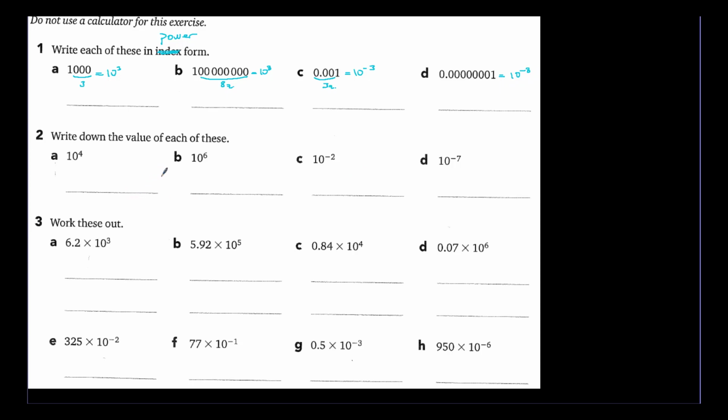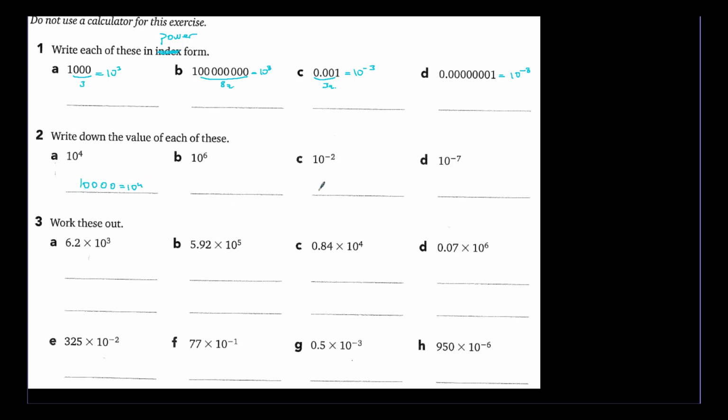Okay, here we are going to write the values. So the power, it is the opposite of this one. The logic is opposite. So 10 to the power of 4 is given. So I'm going to write the 0 4 times. So this is 10 to the power of 4, which is equal to 10,000.